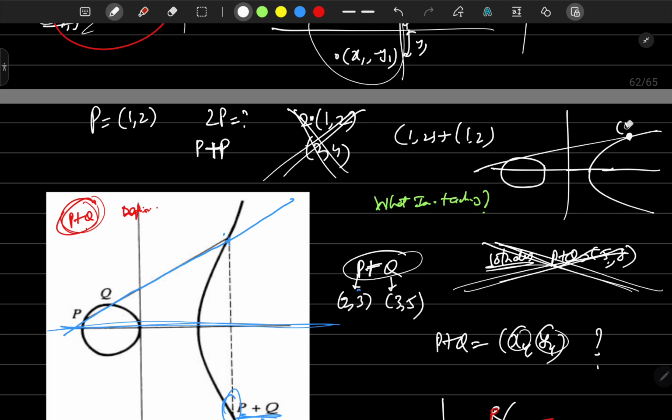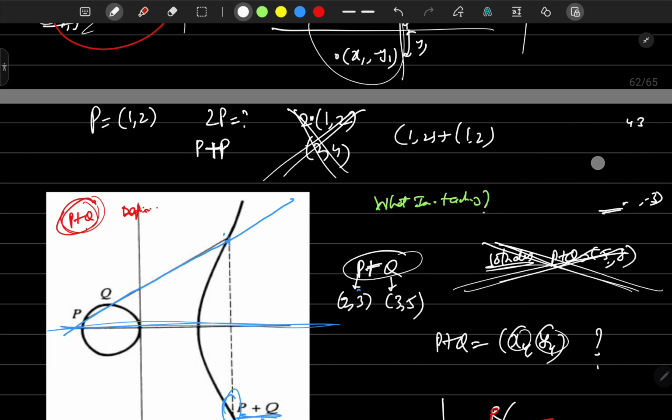Then once you find it, let's say you have got 4 comma 3, then you will take the reflection, so it will become 4 comma minus 3. So 4 comma minus 3 will be our answer. Like that we have to report. But yeah, you understand my point?